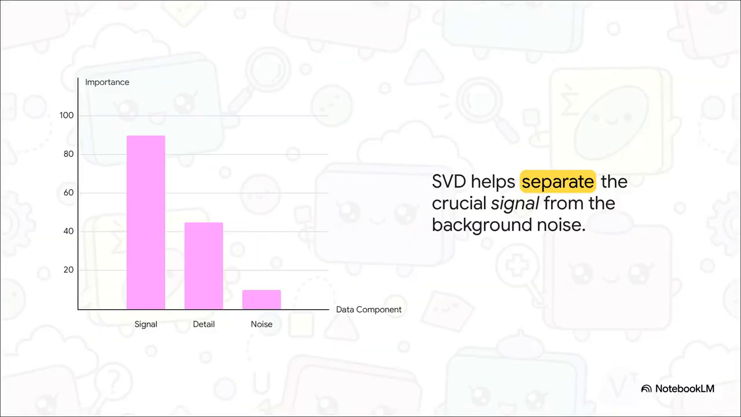Think of it like this. In pretty much any data set, you've got the main signal, the stuff that really matters, then you have some less important details, and finally, you have a bunch of background noise. SVD is the ultimate tool for cleanly separating that crucial signal from all the noise.